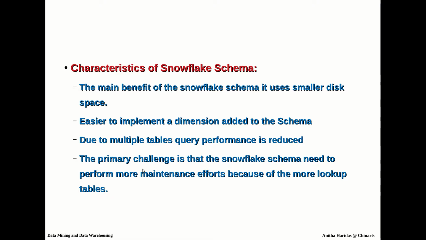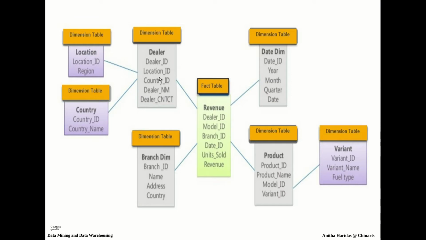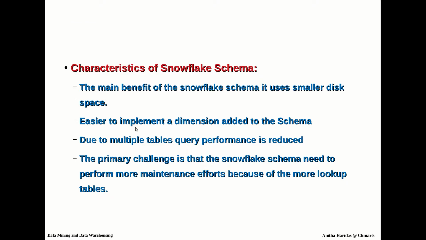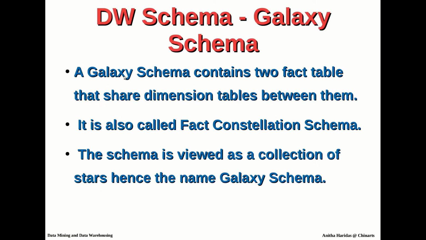And the challenge here is that the snowflake schema needs more maintenance effort because of the more lookup tables. Why? See, just to get the location details of a dealer or country details of the dealer, it has to access this table and it has to access this table also. So obviously this becomes a primary challenge, because maintaining all these tables will be a tedious task in the snowflake schema.